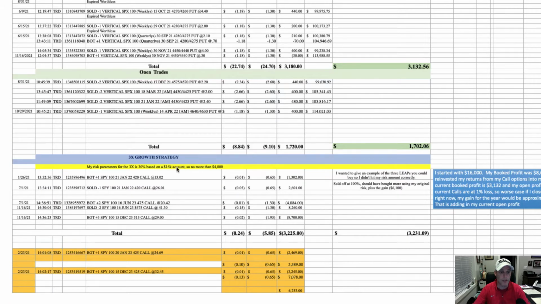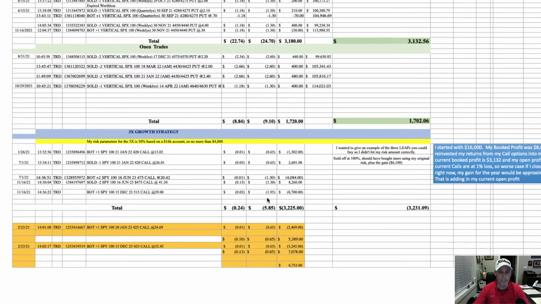Down below you can see my 3X growth strategy, and don't be fooled by this negative number, this negative $3,200. We did not lose $3,200 in 2021. As a matter of fact, right now, if I wanted to cash out and show you guys this, I could do this. I'm not going to because I'm running this test. But if I were to cash out, I would have booked $5,100 or $5,300 in booked profit.